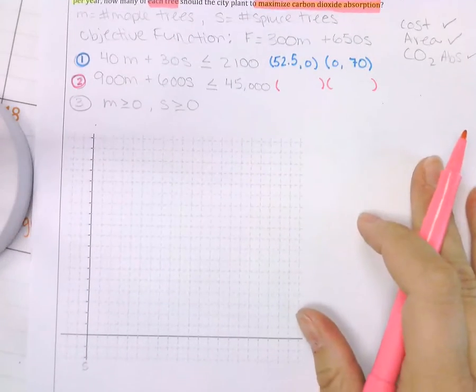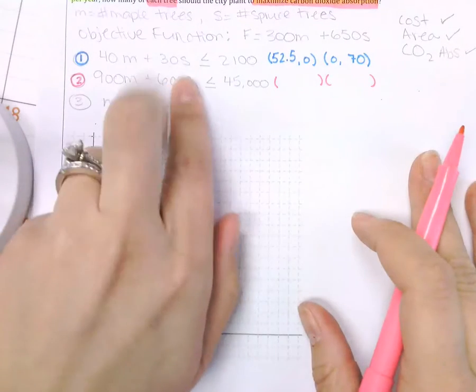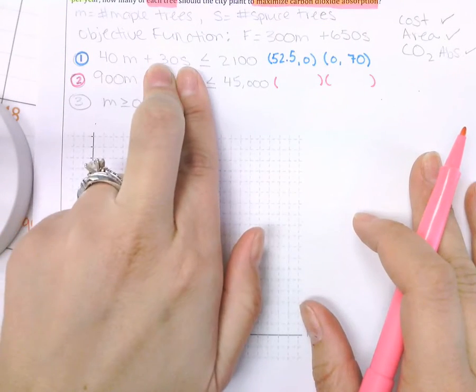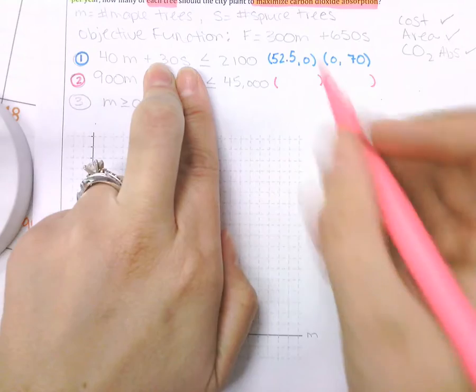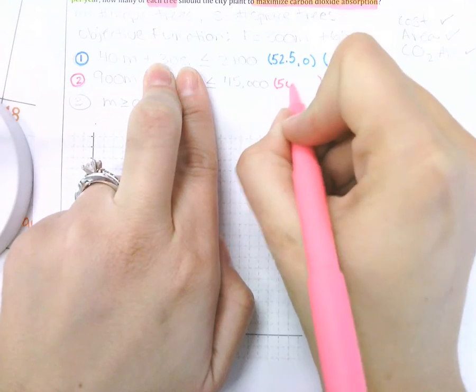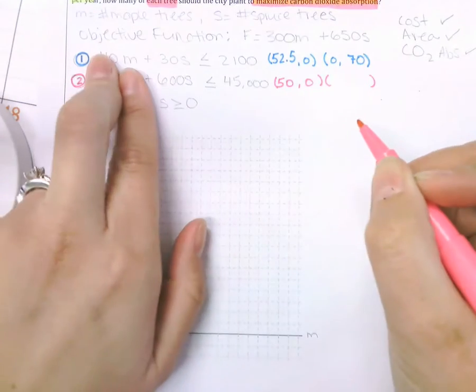Okay, so our next one, let's find intercepts. What is the M-intercept? It's 50. Okay, and the S-intercept?